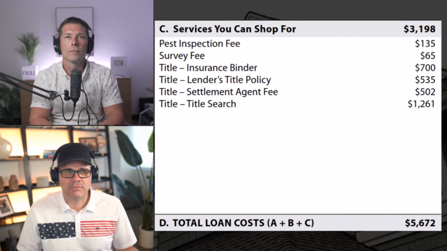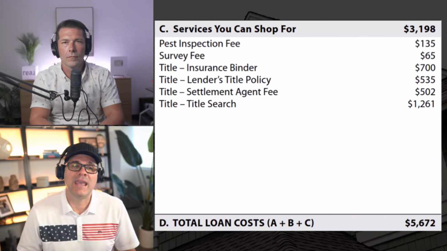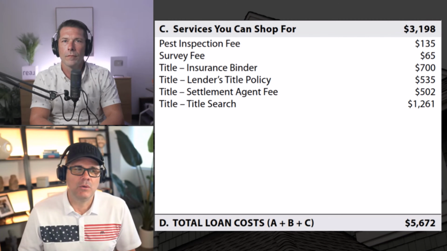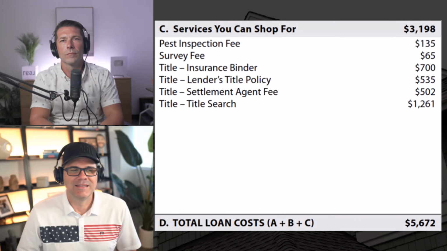So box C, simply just non-first party services that you can shop for. So in this example, a pest inspection fee, a survey, the cost of a survey, the title insurance binder, the title search, the settlement agent fee.